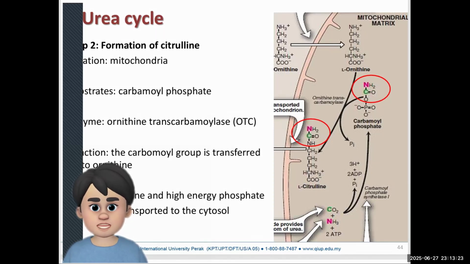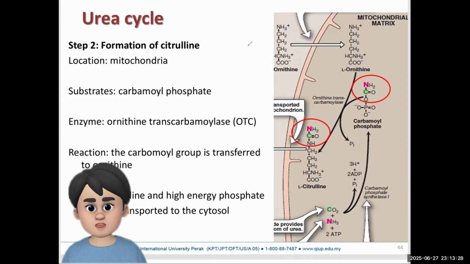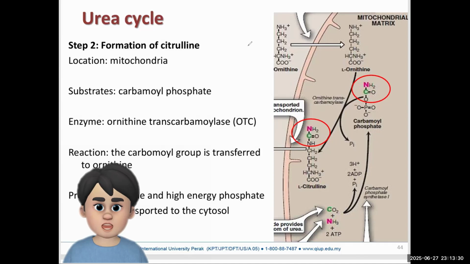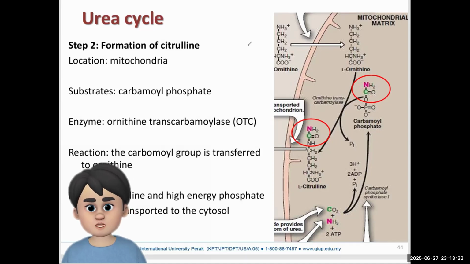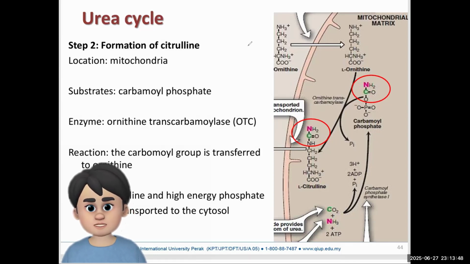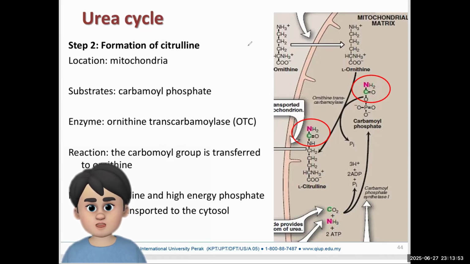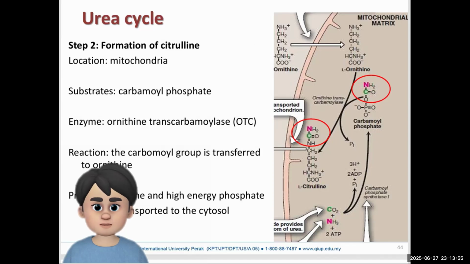Now, urea cycle, formation of citrulline. Location mitochondria, substrate carbamoyl phosphate, and enzyme ornithine transcarbamylase, that is OTC, but don't worry, they are not going to ask what OTC is. Reaction: the carbamoyl group is transferred to ornithine. Product, citrulline, and the high energy phosphate is transported to the cytosol.